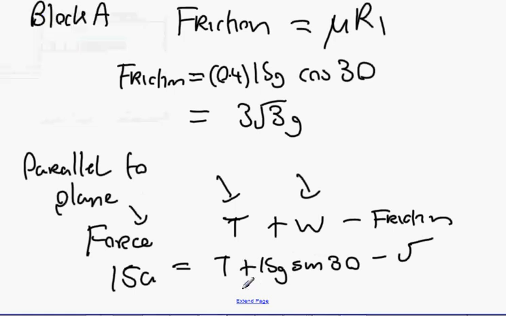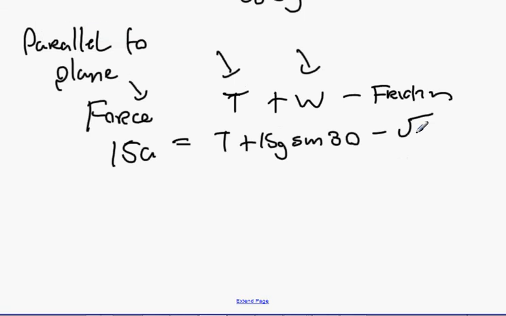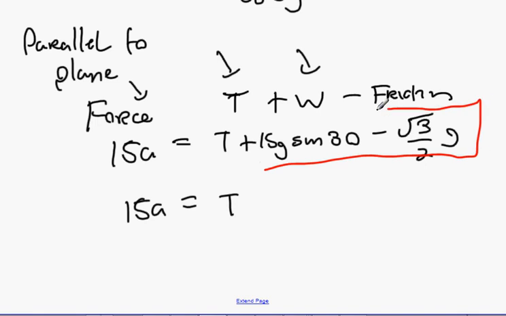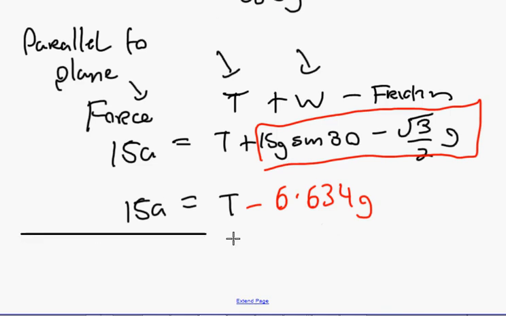So what happens next is it's going to be 15G sine 30 minus root 3 over 2G. Okay, so then I'm just going to turn all of this into decimals. So it's going to be T, and I'm going to put all of this into the calculator and round it off to like 3 decimal places. I'm going to leave G exactly as is. So it's going to be 6.634G. Okay. Now, I've done block A. Now I'm going to try block B.